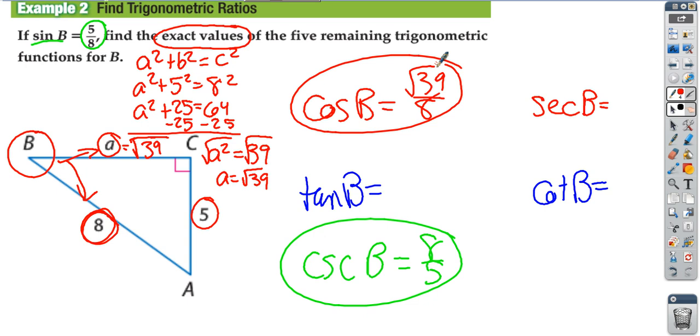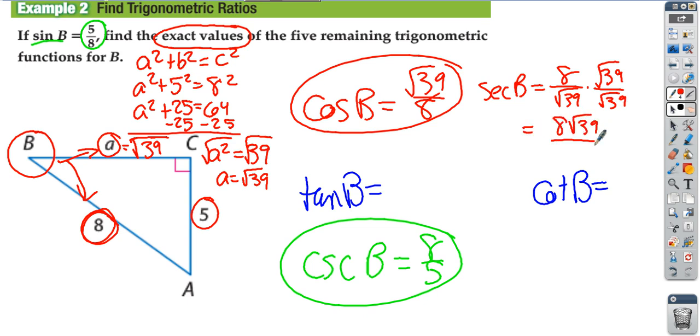Secant is the reciprocal of that. So secant would just be that flipped over. But here's the thing, we don't want to leave the radical 39 on the bottom, so we have to rationalize that. And this comes out to be 8 radical 39 over, when you multiply those two together, rad 39 times rad 39, you just get 39. So that's actually equivalent to 8 over radical 39.